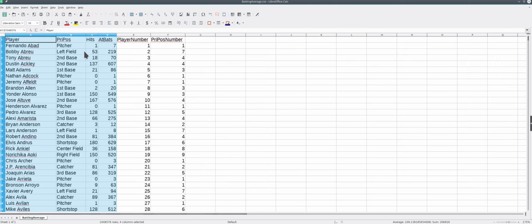The other thing we want to investigate is whether there is a difference in the ratio of hits achieved to at-bats based on the position. So we are comparing things across positions, and we are also comparing things between players.